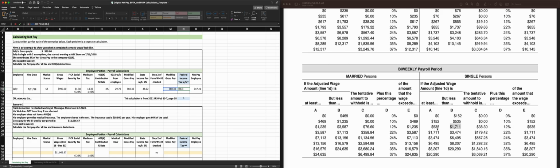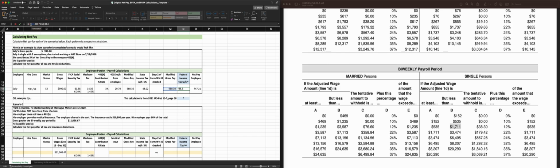535 is essentially this right here. The tentative amount to withhold is $38.30. That amount is essentially what needs to get taxed if it's exactly $535. Anything over $535 needs to get taxed at a 12% rate. So that's exactly what this calculation is doing.